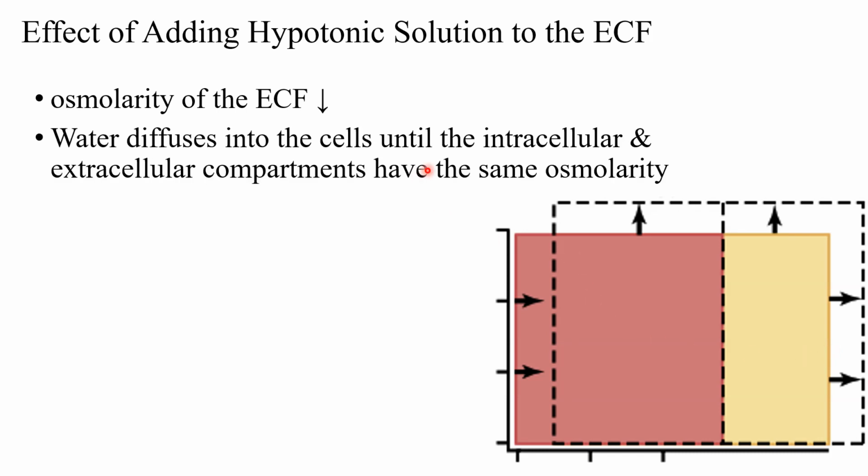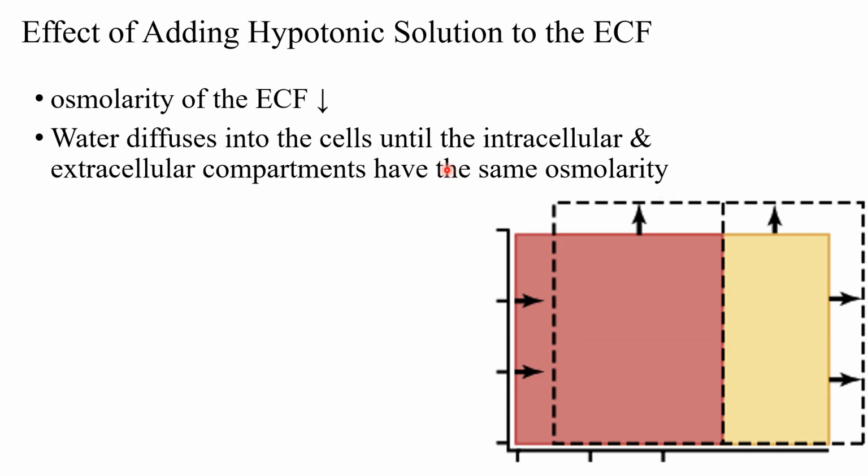Then water diffuses into the cell, from dilute to concentrated, until the intracellular and extracellular compartments have the same osmolarity, right? To maintain equilibrium. So when water is going there, what will happen? Water is going, so osmolarity will go down, right? So both volumes will increase. Osmolarity will decrease or increase? What happens in this situation to osmolarity? Increase or decrease, which one will increase, which one will decrease?